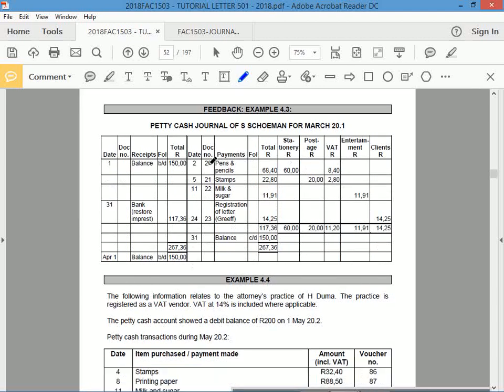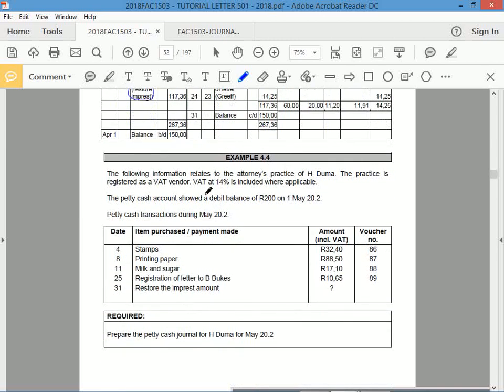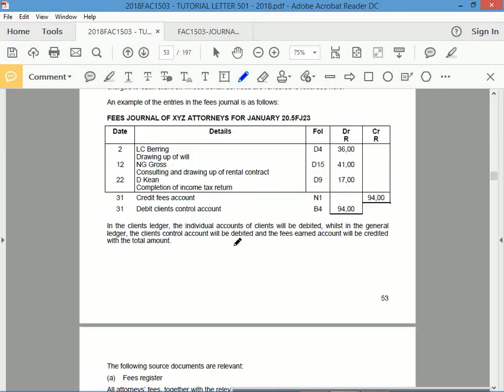See, this one's better. Just to elaborate on what I said earlier, a journal can have lots and lots of different columns. Here you've got a stationery column, a postage column, a VAT column, an entertainment column, and a client's column, and they've captured it in all the different columns. What they've got here on the left is a tier count for the Imprest system. Imprest just means you're restoring the petty cash to what it was at the beginning of the month. So you guys have a few more examples you can look at there.